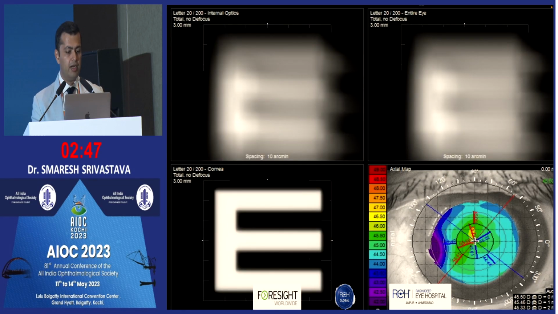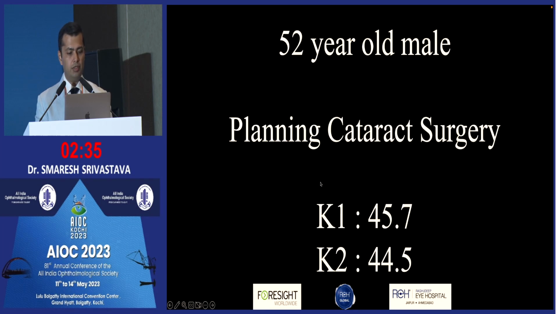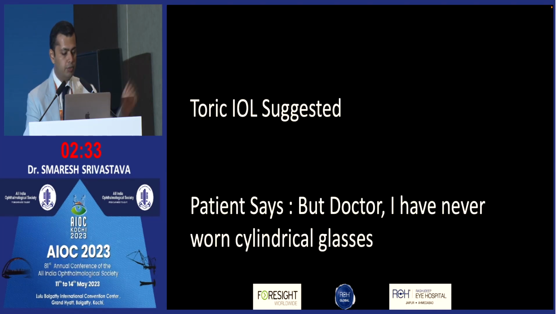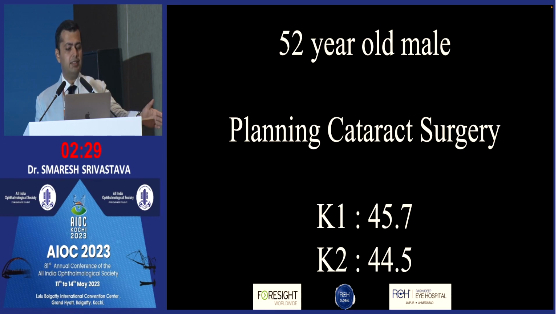If you do a dim light refraction, that's how the patient is. Can't reach 6/6, but in bright light can reach 6/6. Pentacam or your Ray Tracing and all will show that there is a sclerosis happening, which is not turning yellow. So it's difficult to make out on a slit lamp evaluation. So we do a cataract surgery for these patients. Another patient, straightforward astigmatism.